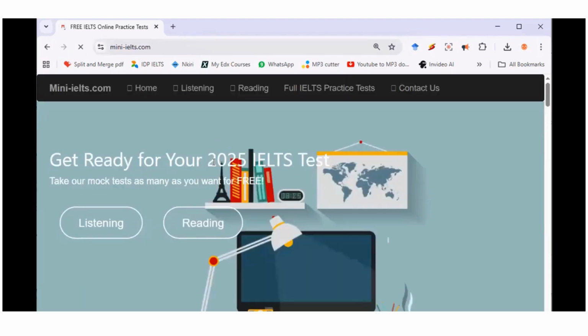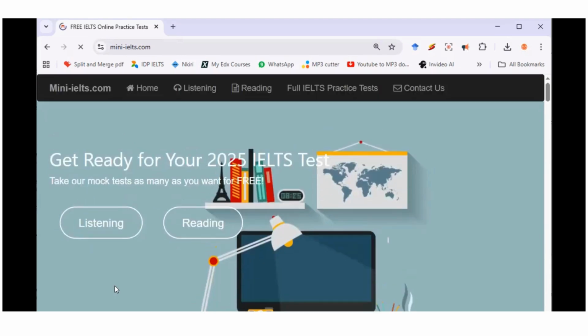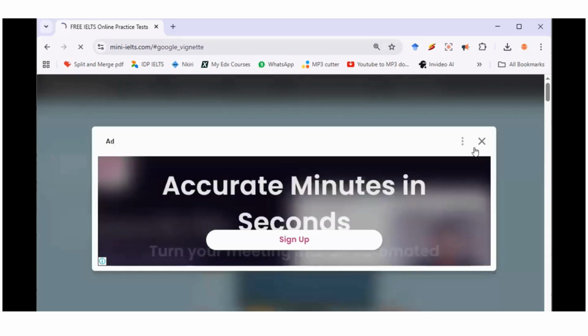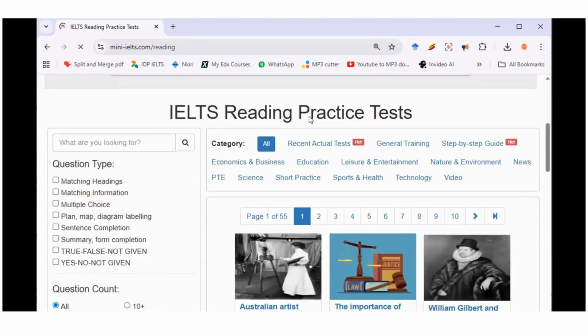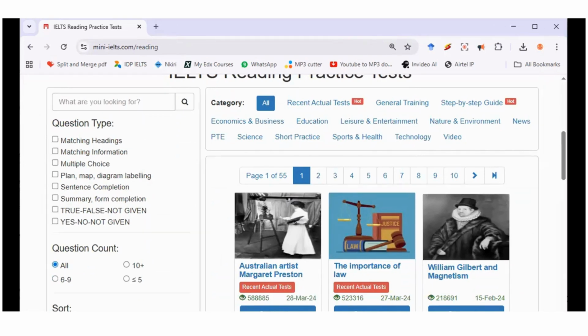So this is our mini IELTS website. Well, it's not my website anyway. I'm not the owner of the website. I'm just using it because that's what we used to practice. Now, reading. We're going to click on reading, and then it's going to take us to the reading passages, the reading tests. So you can see this is what it should look like on your computer, if you are using a computer.